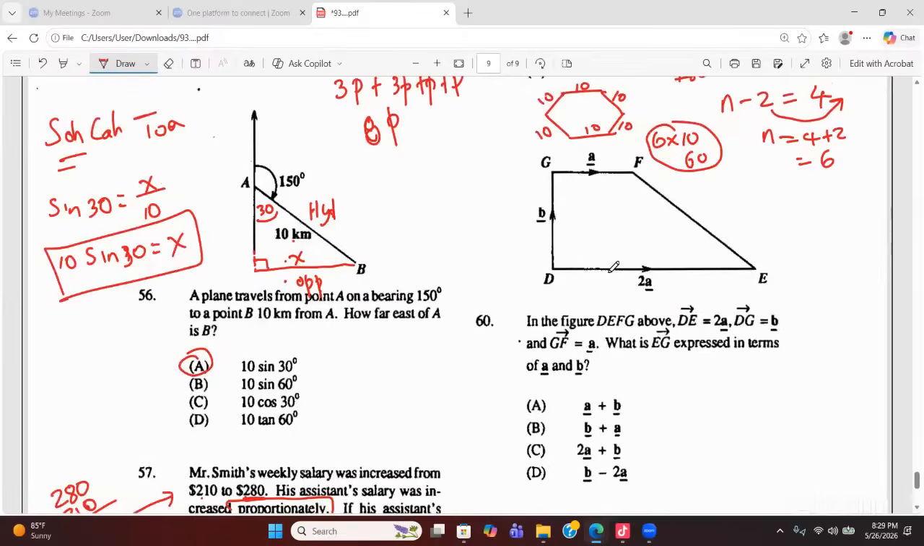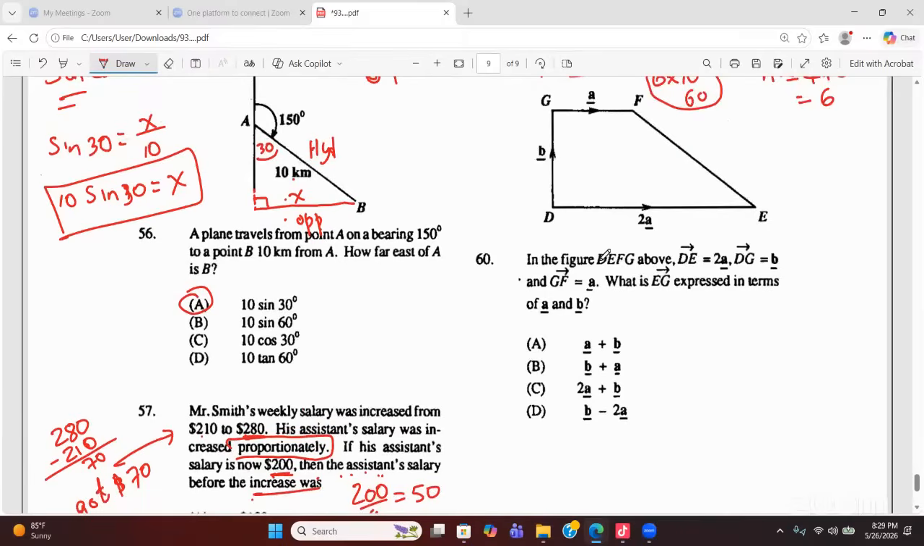All right. Oh, last one, 60. This is a vector question. So everything is labeled. We want to find what is EG. So let me just draw EG.